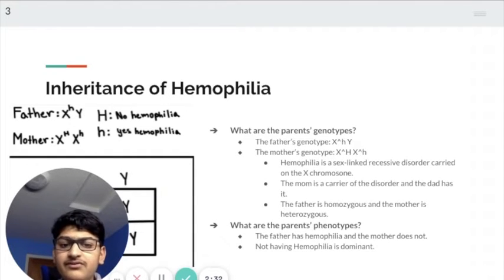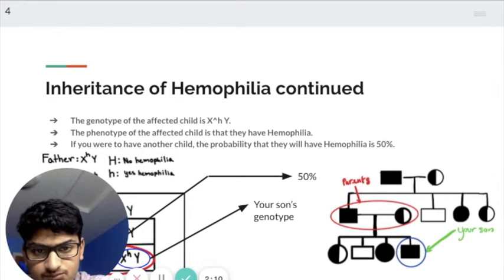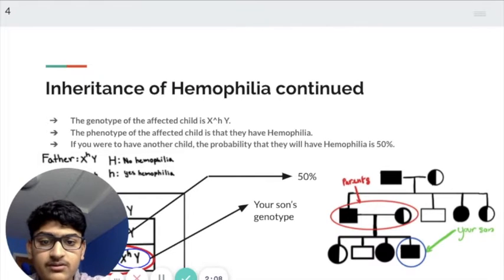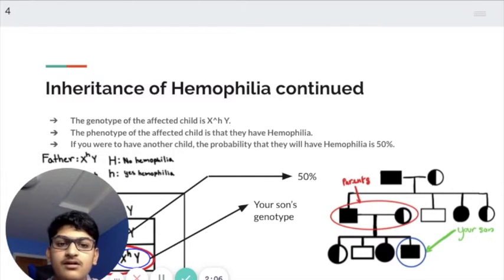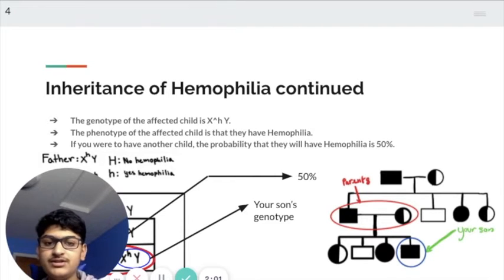Not having hemophilia is a dominant trait, which corresponds with the capital H, and having hemophilia is a recessive trait, which corresponds with the lowercase h. If we cross the genotypes of the parents, we get the genotypes of the offspring. So using the Punnett square, we can determine that the genotype of your affected child is X^h Y, since the phenotype is that he has hemophilia.